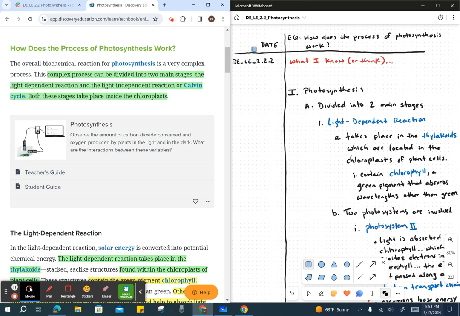Go ahead and write your date down. Write down for reference Discovery Education Living Earth 2.2.2, and tell me what you know or think. Okay, as much as you can without looking at the notes.